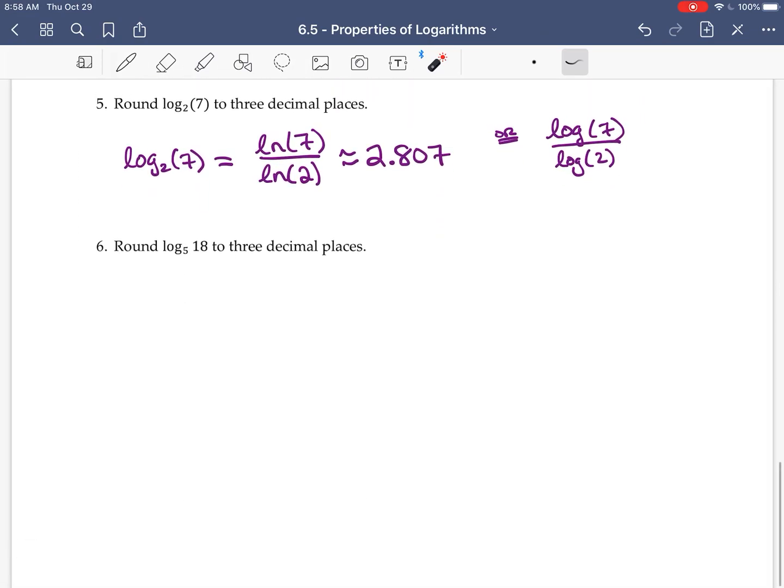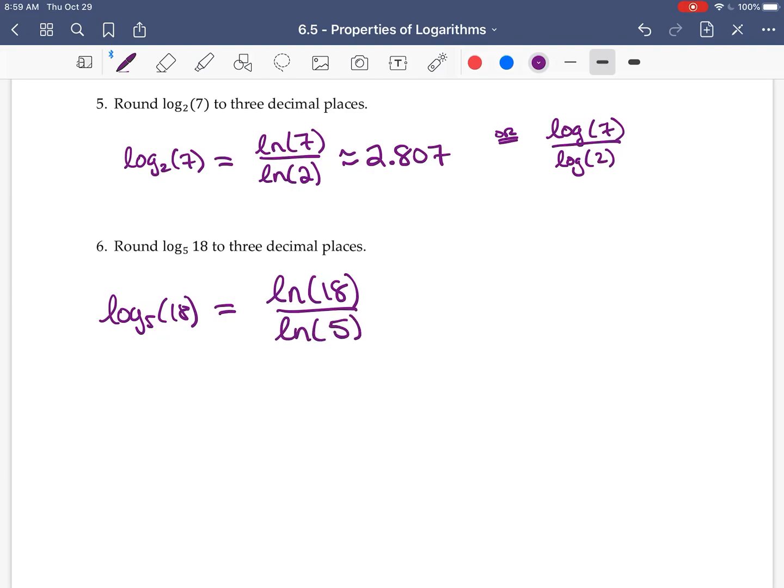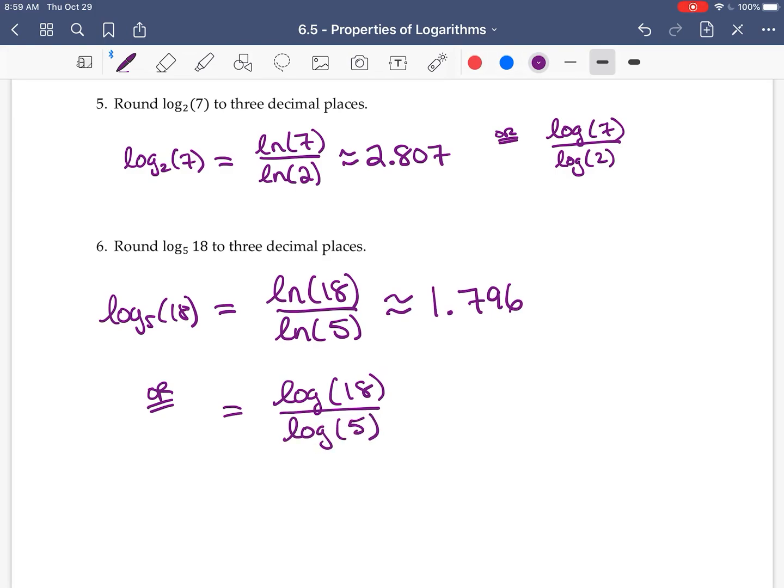Okay, so if I want to do log base 5 of 18, my calculator can't do that. So I would switch to base e, so that's going to be ln of 18 divided by ln of 5. And now I can compute that on my calculator and I would get approximately 1.796. Okay, if you prefer base 10, you could also go to base 10, so it would be log of 18 over log of 5. Same idea, you'll get the same simplification. So that's using some of the properties for logarithms to do a variety of things.